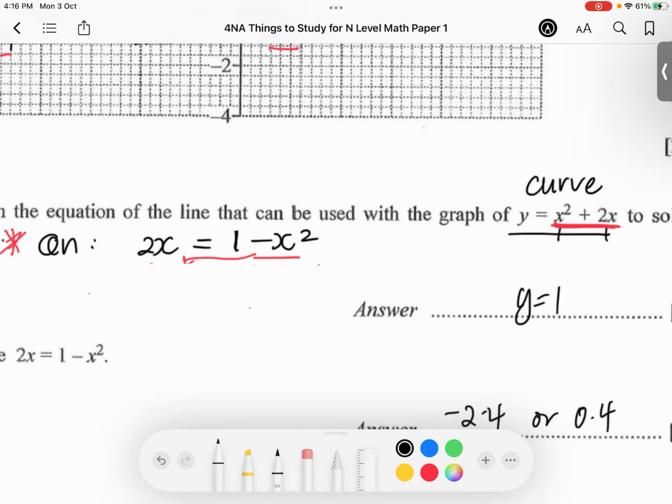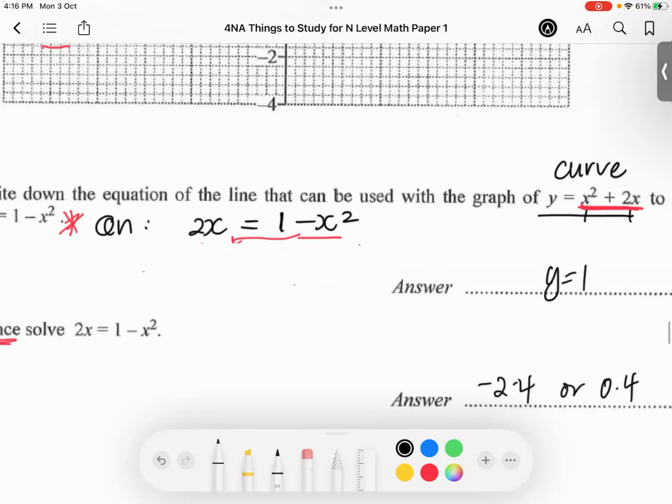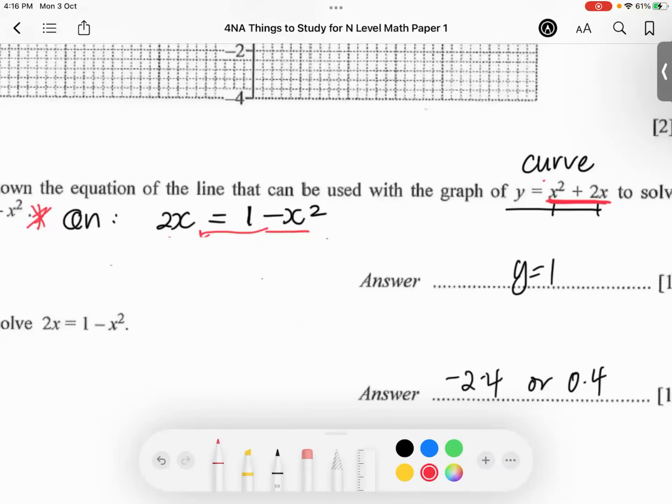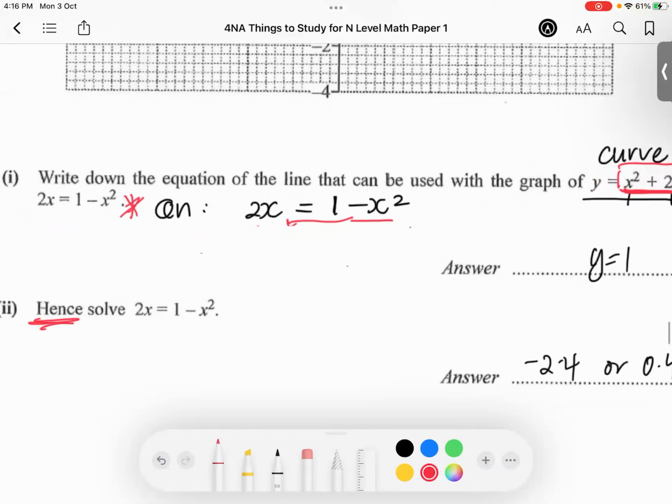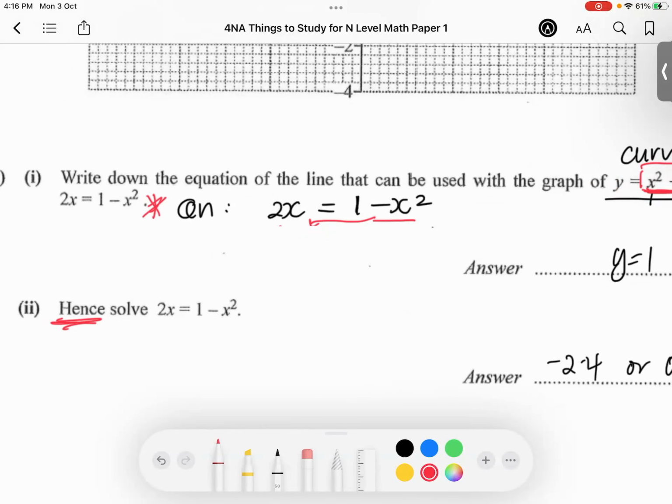My objective is, they say use together with this graph, right? The graph is just x squared plus 2x. I just need to rearrange and make sure my x squared plus 2x appears. So I rearrange it, I shift the negative x squared over to this side to make it x squared. This one originally has 2x, plus 2x. The moment that this appears, I do not need to add or subtract any other numbers. I keep it. This one, the 1 is existing.